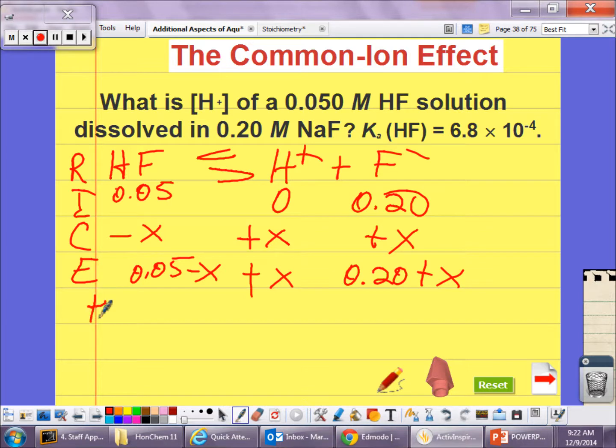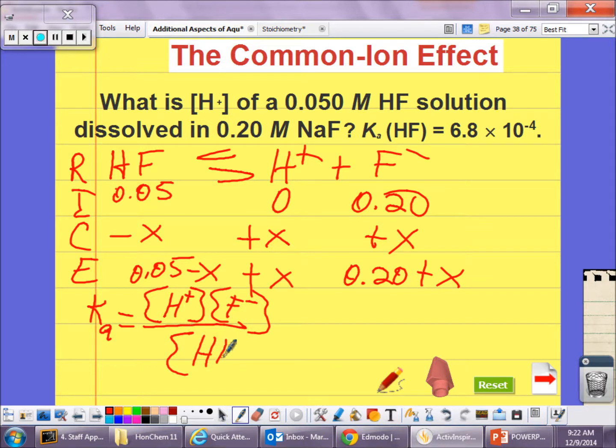This is Ka, equal to the concentration of my H plus times the concentration of my F minus over the concentration of my HF. Therefore, my Ka, which is 6.8 times 10 to the negative 4, equals my H plus, this is X. So get those calculators ready for me, please.